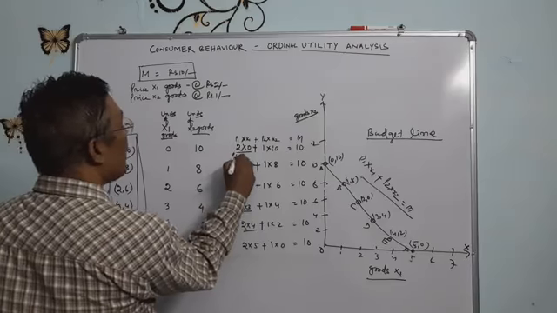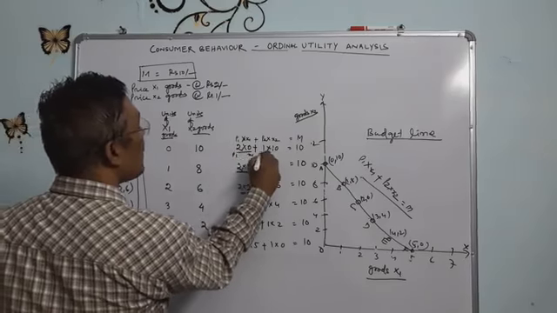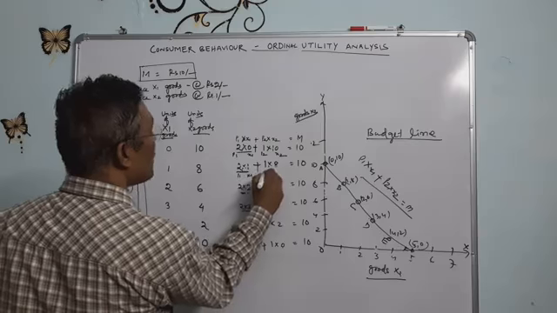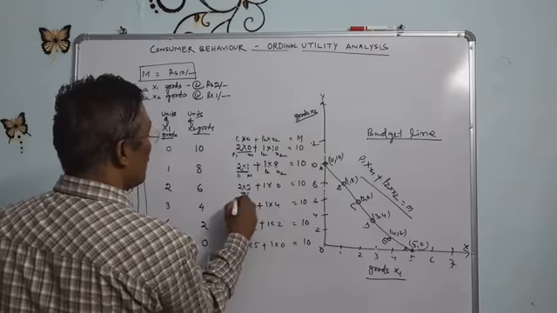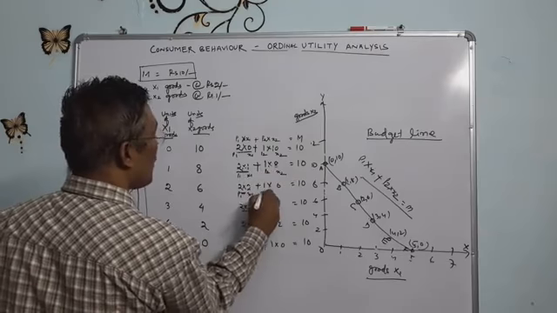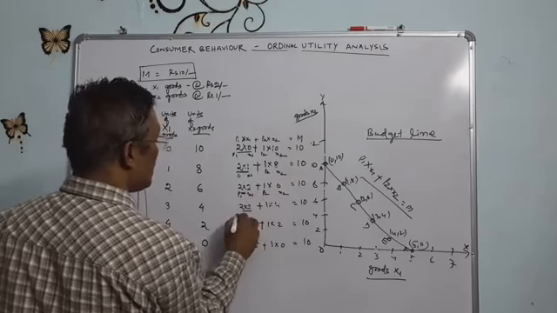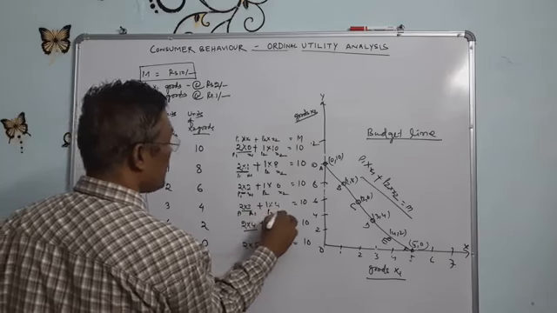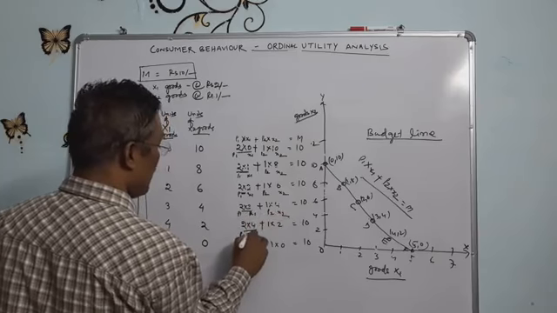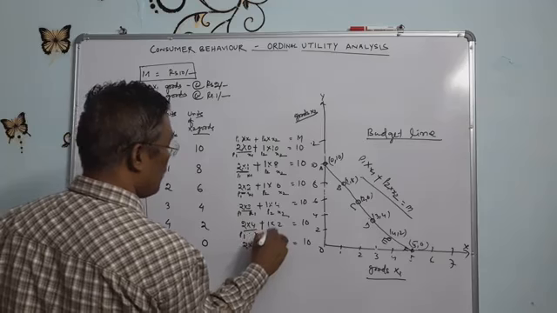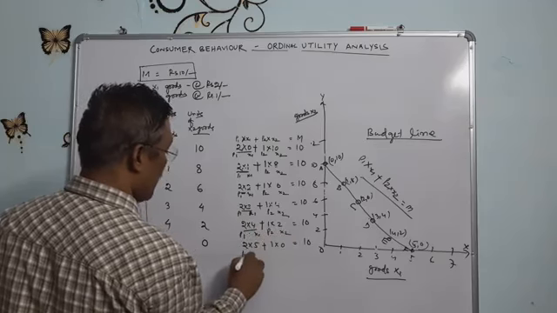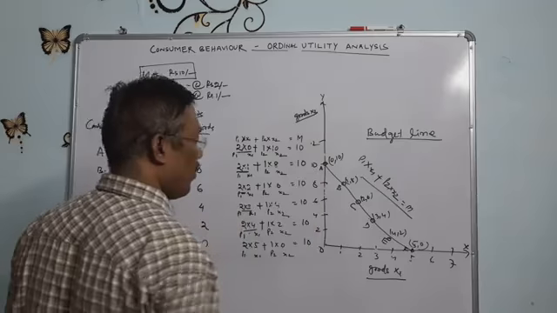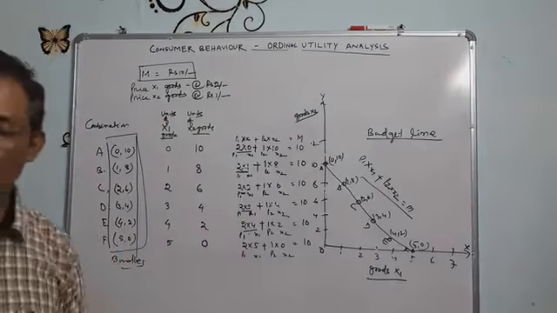This is P1, this is X1, this is P2, this is X2. Similarly for every combination, P1 into X1 plus P2 into X2 is equal to M, or 10. That is called the budget line.